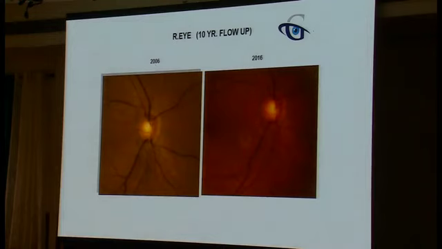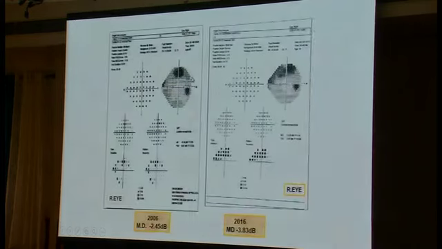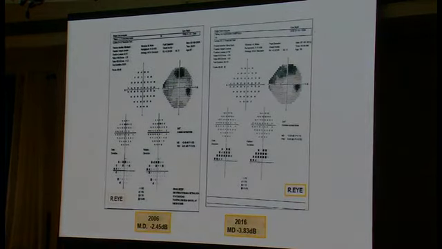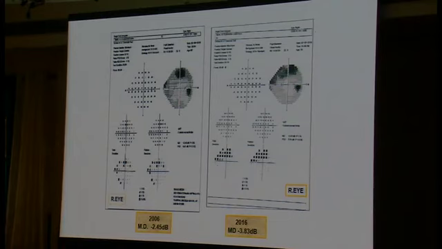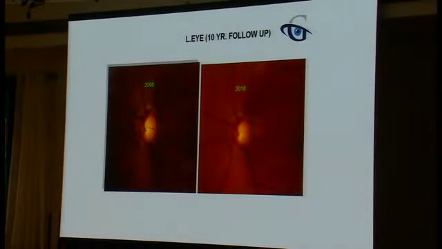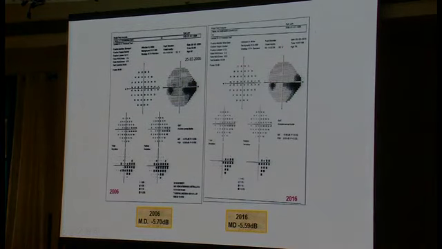I will be showing some cases of follow-up. This is a patient followed from 2006 to 2016. Looking at 2006, with a mean deviation of -2.45 and -3.83, looking stable. The left eye, 2006 photograph and 2016 photograph, looking simple, stable.